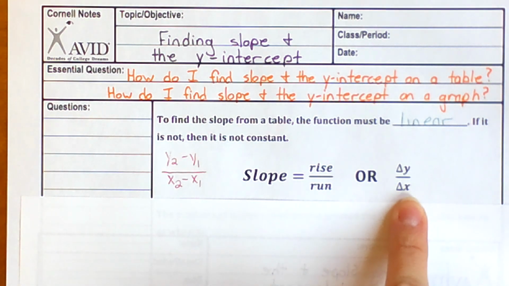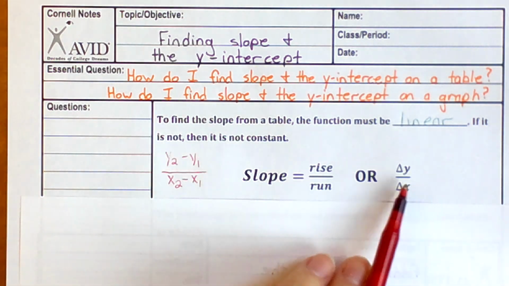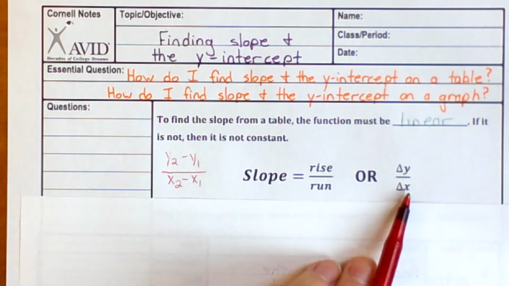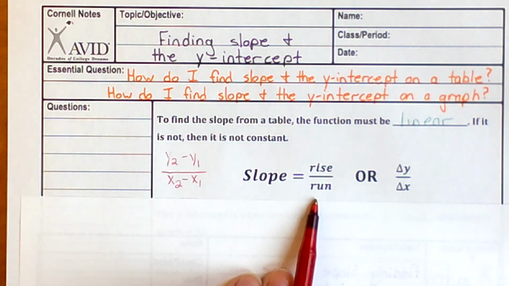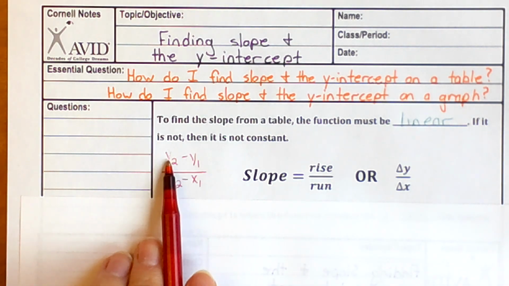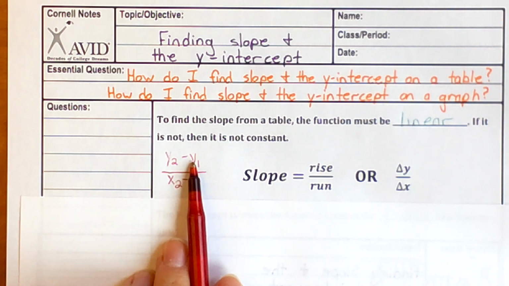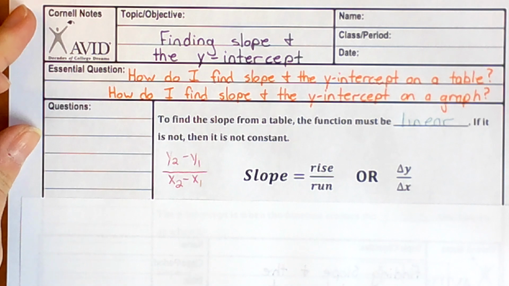This one you've probably seen in physics before with the delta y over delta x. Remember, delta means change of, so the change of y over the change of x, which is exactly what we calculate when we do rise over run, and exactly what we calculate here. So this is basically this version, just a little bit written out more. So the change in y over the change in x.